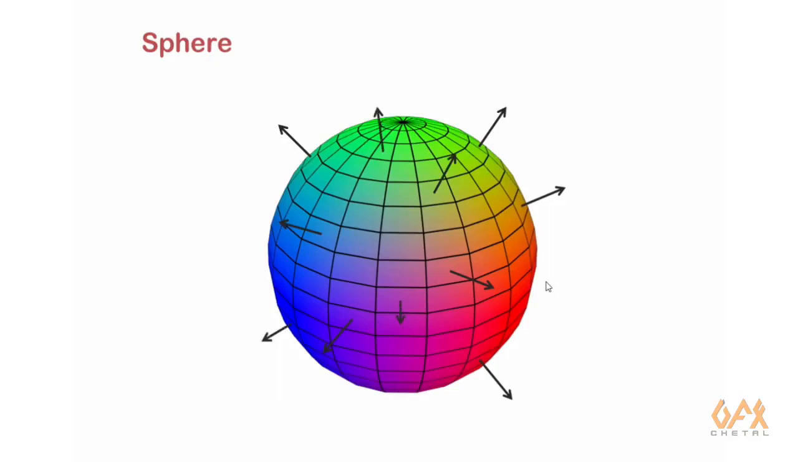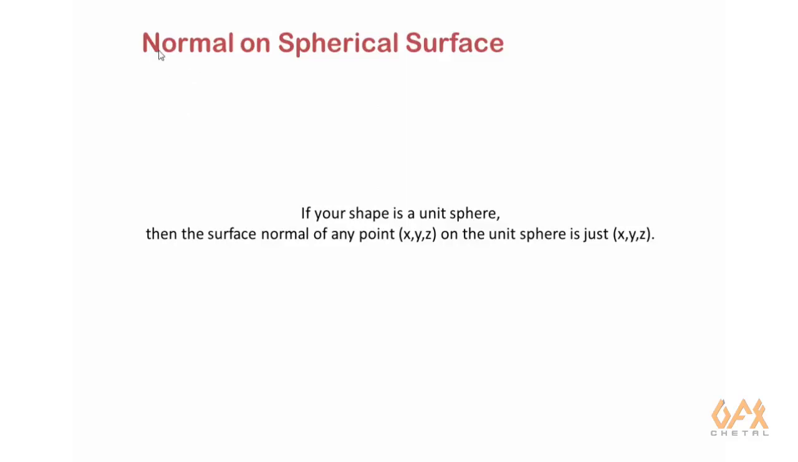So how is this color, or this normal information, stored on this sphere? This is a simple definition: normal on a spherical surface. If your shape is a unit sphere, meaning its origin is at 0 0 0 and its radius is 1, then the surface normal of any point x y z on the unit sphere is just x y z.